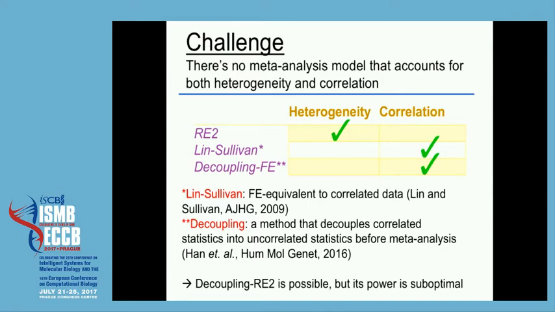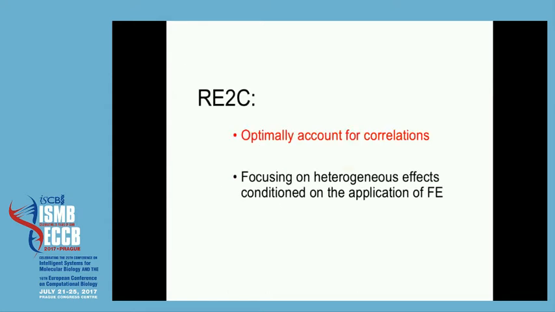The decoupling method can transform the correlated statistics into uncorrelated statistics before we conduct a meta-analysis. So it can account for the correlation if we use the decoupling FE method, but it cannot detect the heterogeneous effect. Of course, we can use the traditional RE2 with the decoupling method, but the power of decoupling RE2 is suboptimal. So we proposed our new statistical model R2C and two optimization procedures. First, we developed a meta-analysis framework of correlated statistics, and we account optimally for the correlations.